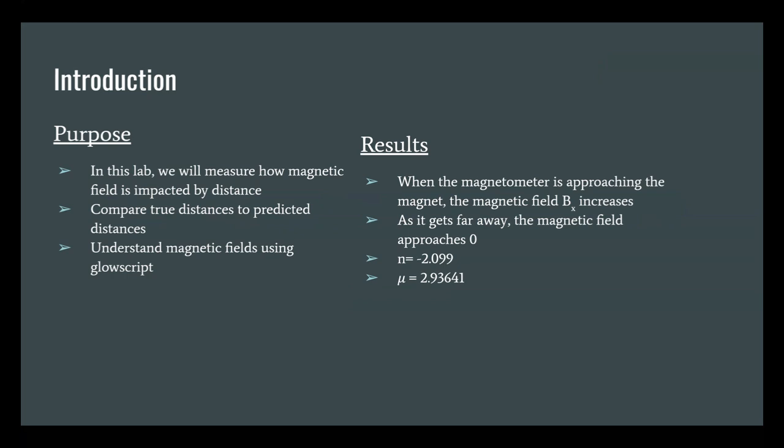Real quick, the results of this lab that I found is that when the magnetometer is approaching the magnetic field, Bx increases. As it gets far away, the magnetic field approaches zero. n equals negative 2.099 and mu equals 2.93641.